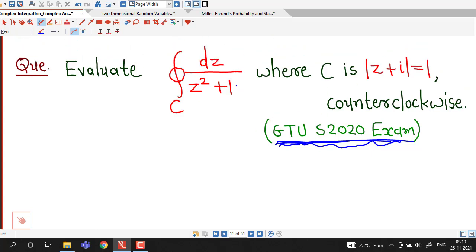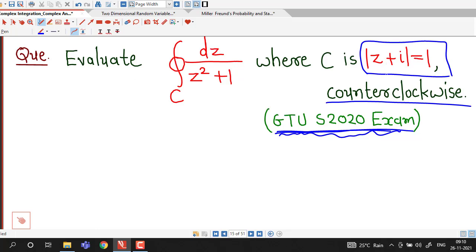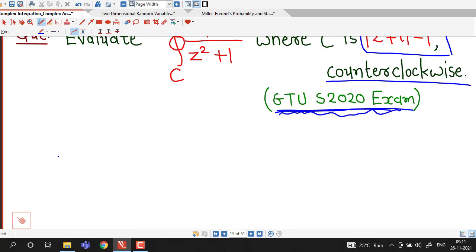Here the function is 1 over z square plus 1 and we have to evaluate this complex integral over this simple closed contour modulus of z plus i equal to 1 in counterclockwise direction. So this represents a circle with center z equal to minus i and radius 1. So first we write down our function. Let f of z equal 1 over z square plus 1.